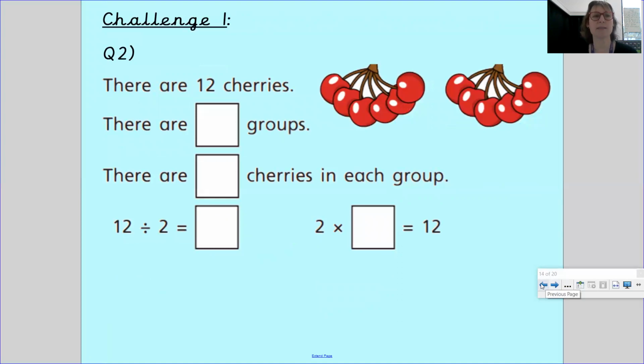So have a look at this one. It's exactly the same. There are 12 cherries. How many groups are there? So we've got a group here and a group here. How many cherries in each group? Let's count them.